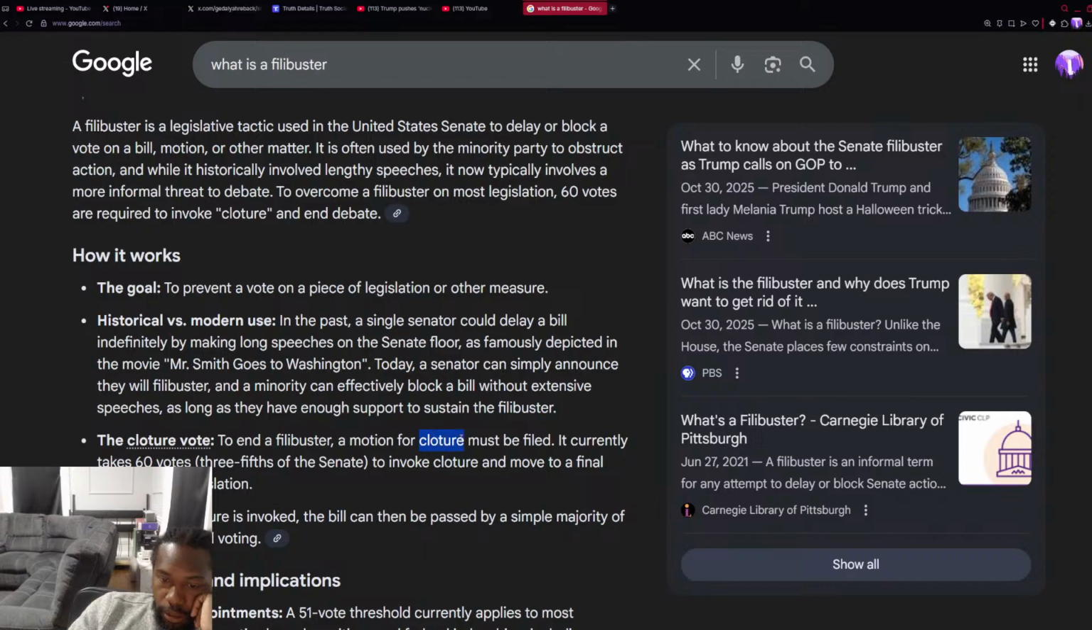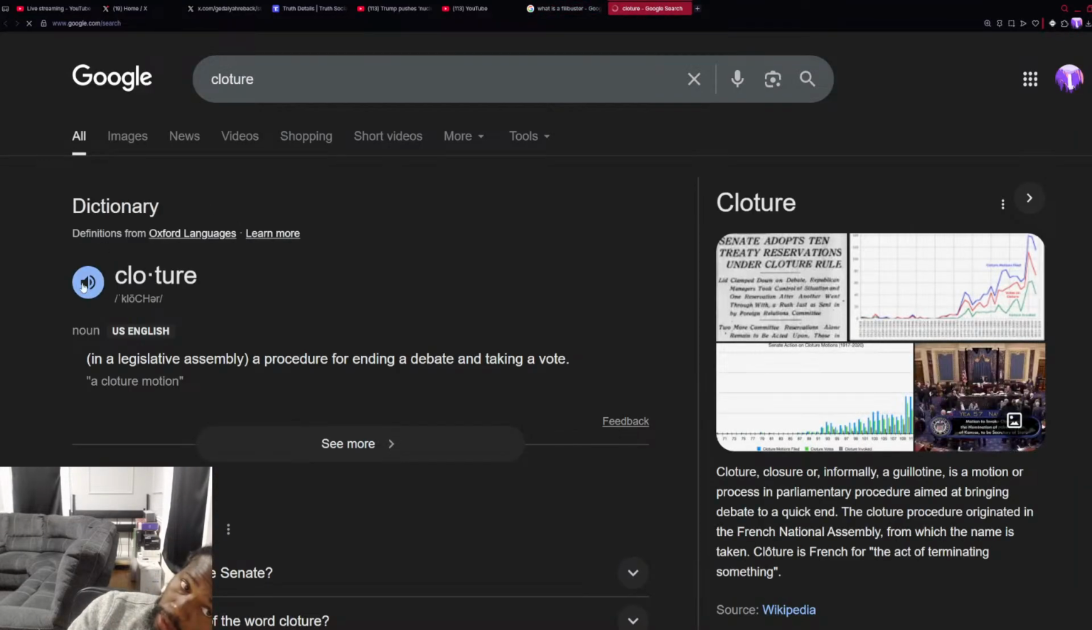What the hell is this cloture? What is cloture? Cloture.